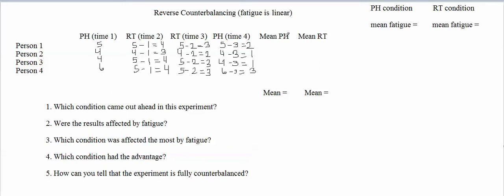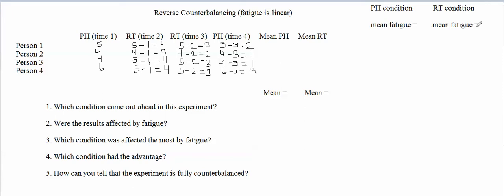That's the answer here. For Roundtable, these are all fatigue scores of 1, because time 2 has a fatigue of 1. And time 3, these all have fatigue scores of 2. So it's 1 plus 1 plus 1 plus 1 plus 2 plus 2 plus 2 plus 2 divided by 8. That's the mean fatigue in the Roundtable condition.